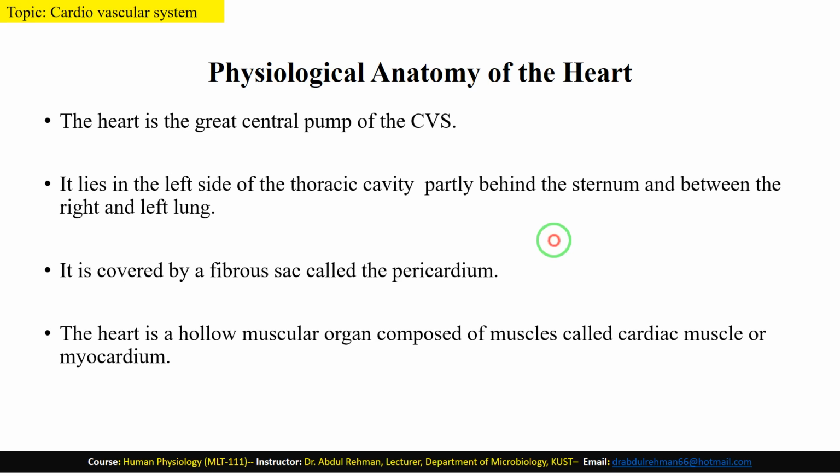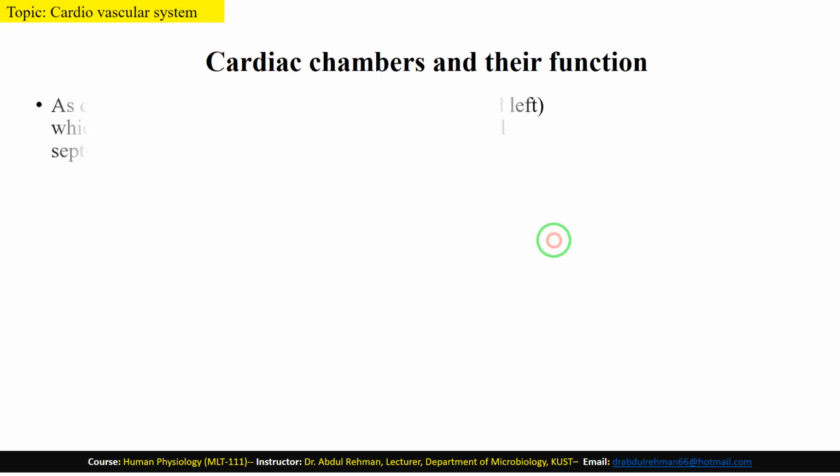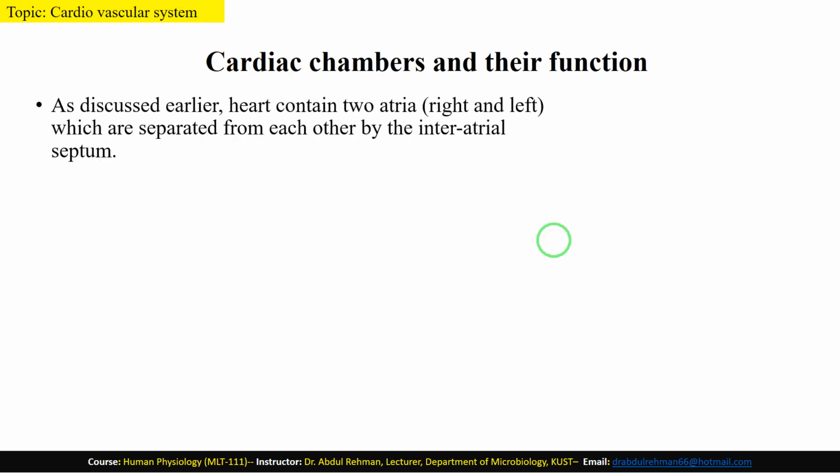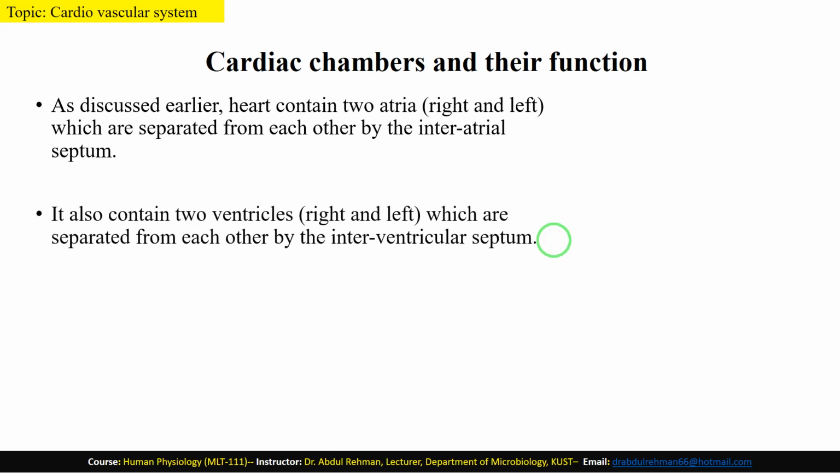Cardiac chambers, as we know, the heart contains two atria and two ventricles. In between the two atria there is a septum called the interatrial septum, while it also contains two ventricles, right ventricle and left ventricle, which are also separated from each other by the interventricular septum. A septum is a membrane that separates the two parts of the heart.